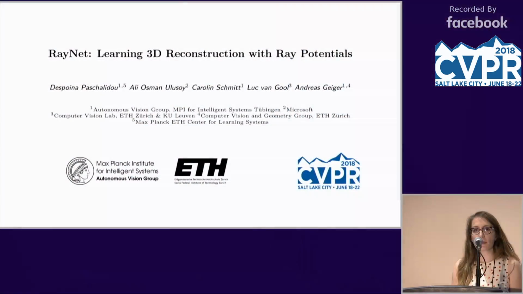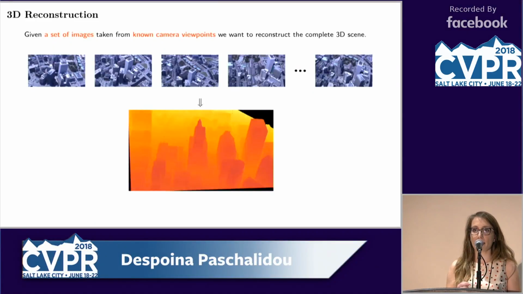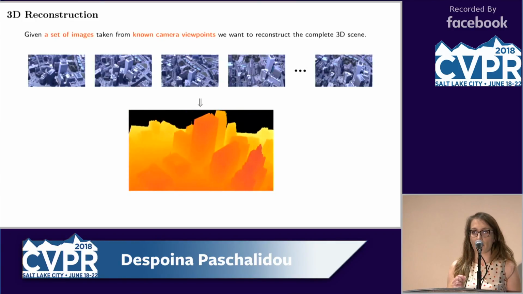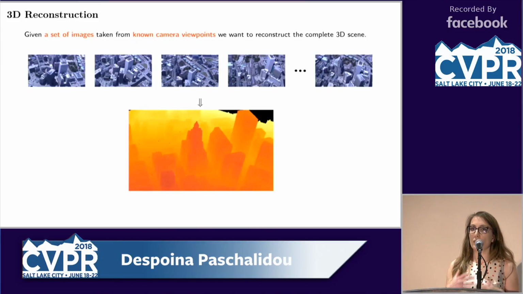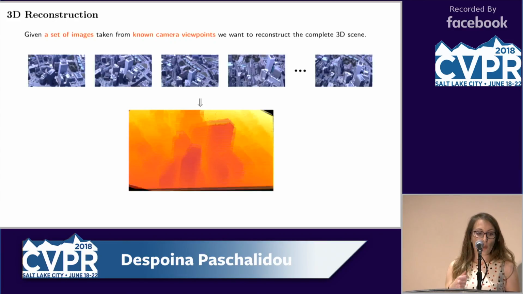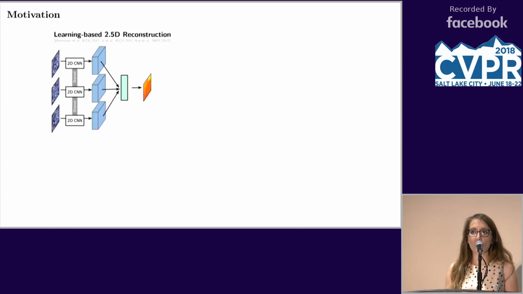Hi, I'm Despoina Paschalidou from the Max Planck Institute for Intelligent Systems, and today I would like to present RayNet, our end-to-end trainable architecture for 3D reconstruction. 3D reconstruction is the task of estimating the 3D model of a scene given a set of images and their corresponding camera poses. It is a highly ill-posed problem due to large ambiguities introduced by appearance variations and occlusions from different viewpoints. Recent advances in deep learning gave rise to various methods that learn multi-view stereo matching from data.